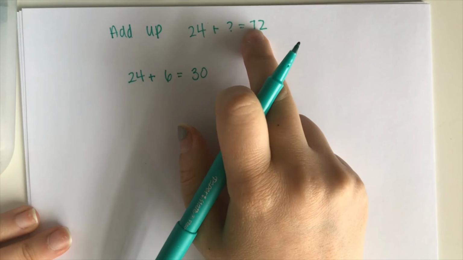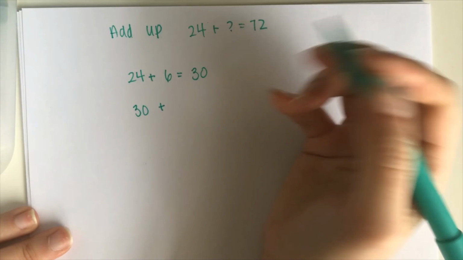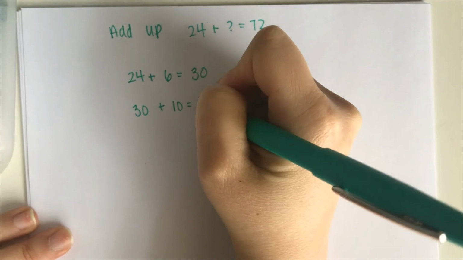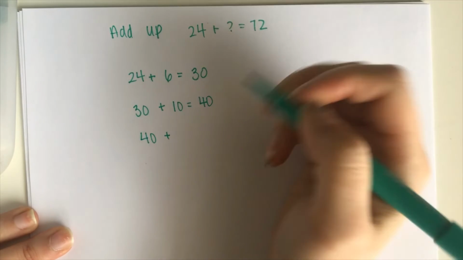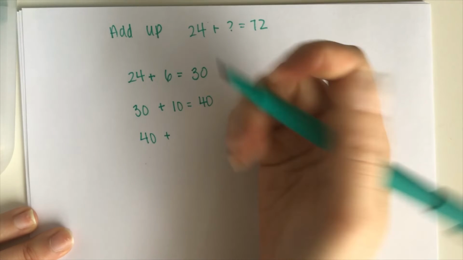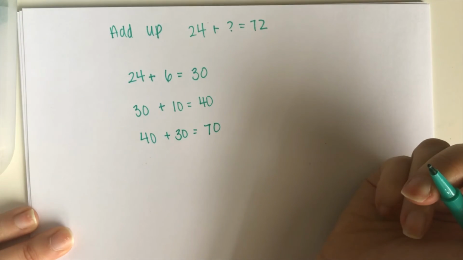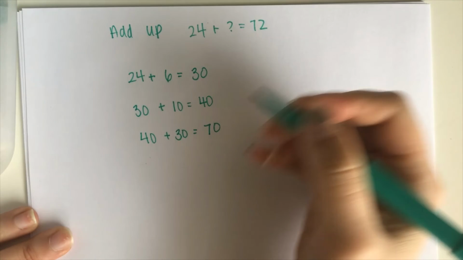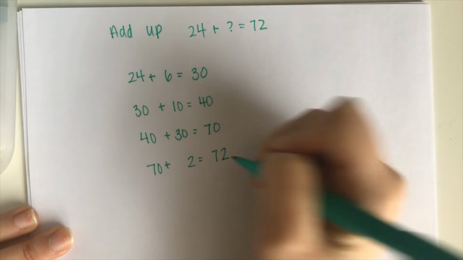Well, the easiest way would maybe be get to the 70 first. So from 30, maybe I'll add 10 more, and that gets me to 40. Alright, from 40, now I figured it out going 40, 50, 60, 70. I need 30 more, and that actually gets me to 70. From 70, how do I get to 72? Well, you add 2 more, and you get to 72.